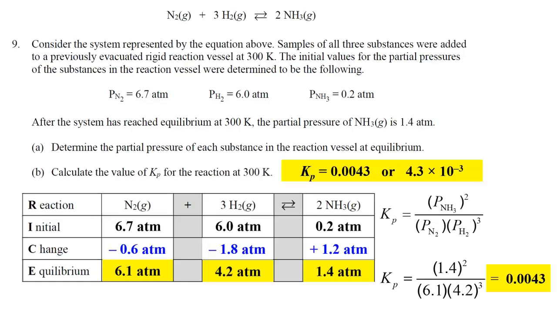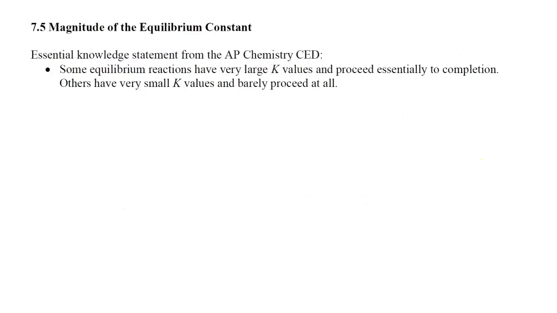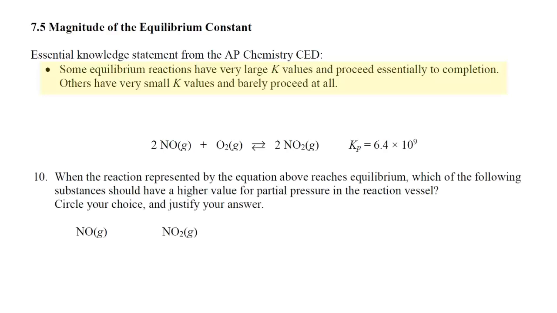Now let's take a look at our next topic in the packet. This is topic 7.5, Magnitude of the Equilibrium Constant. Here is a very brief essential knowledge statement from the AP Chemistry course and exam description. Some equilibrium reactions have very large K values and proceed essentially to completion. Others have very small K values and barely proceed at all. To see examples of this, let's start looking at questions 10 and 11 in your packet.